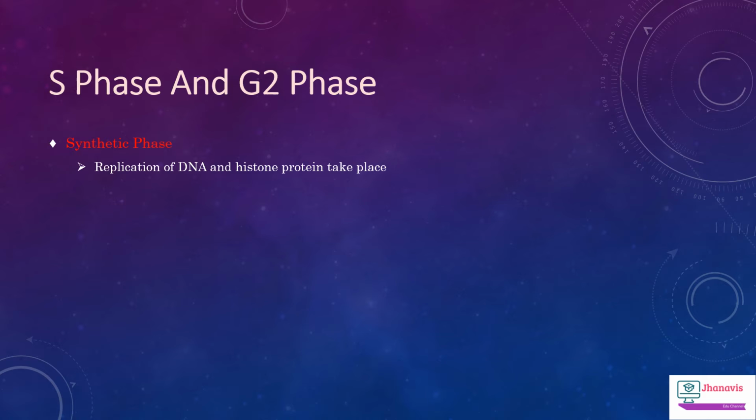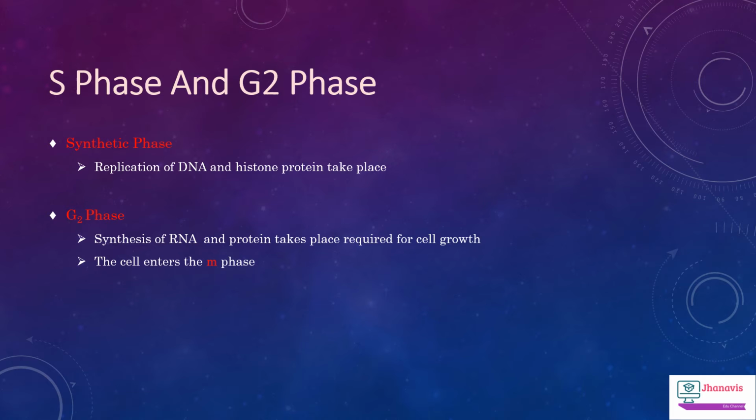The G2 phase is also called growth phase 2 or the gap phase 2, in which synthesis of RNA and protein takes place, which are again required for the growth of the cell. And the cell directly enters into the M phase or the mitotic phase.